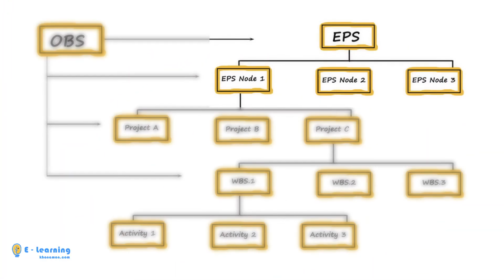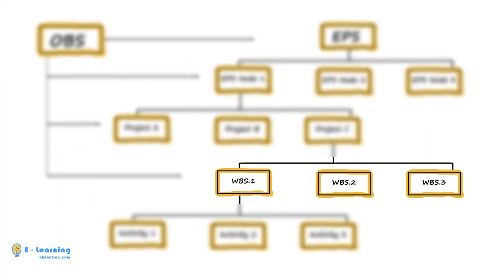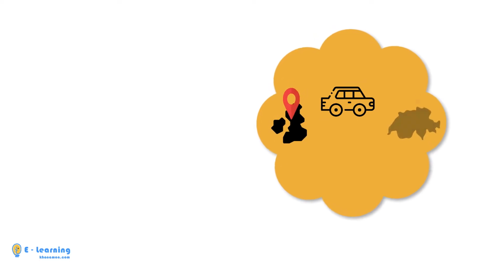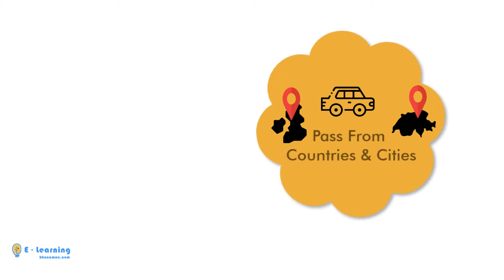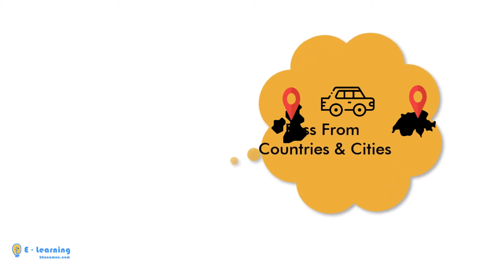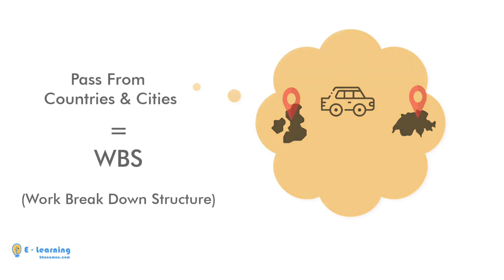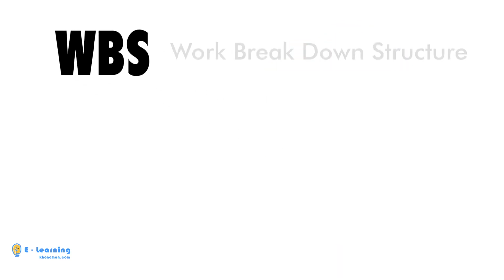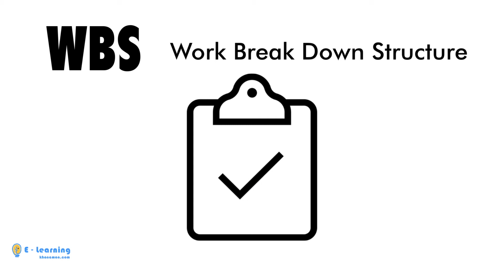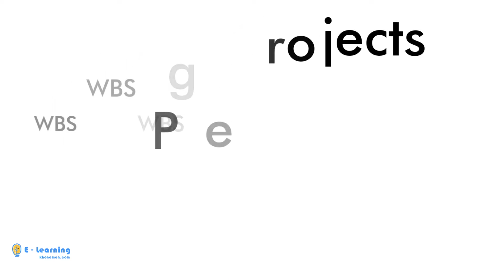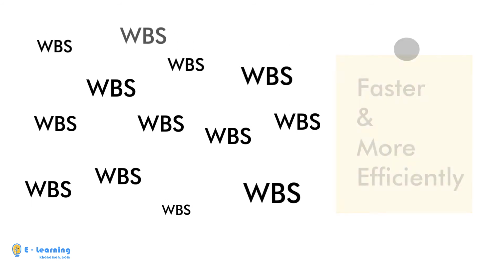After passing all the steps, we are now here on WBS. Do you remember our example traveling from England to Switzerland? For achieving Switzerland as a goal, we must pass through countries and cities. Countries and cities were our WBS. In fact, WBS, or work breakdown structure, is a list of every activity in a project that needs to be completed to reach a specific outcome or goal. The way to divide large projects in order to accomplish work faster and efficiently is called WBS.